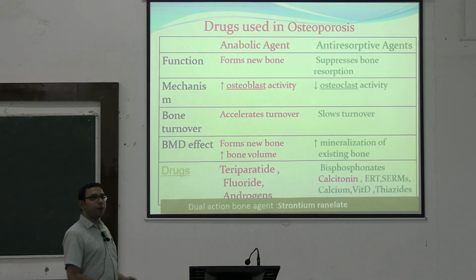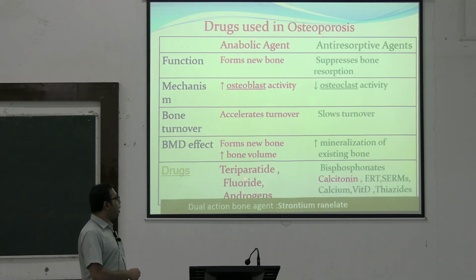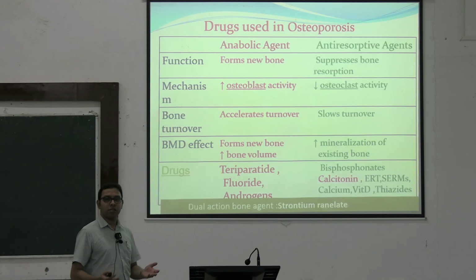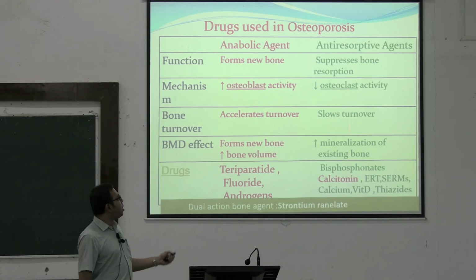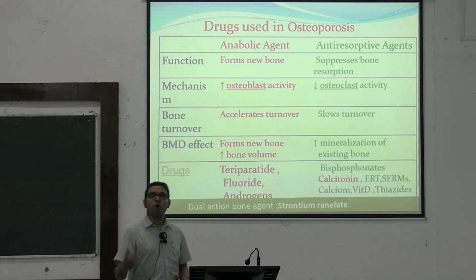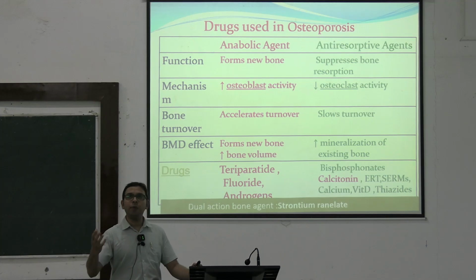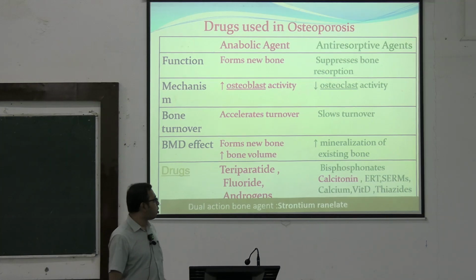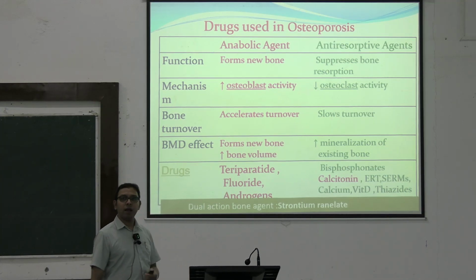These are the examples of the anabolic agents: teriparatide, fluoride and androgen hormones. And these are the examples of the anti-resorptive agents: bisphosphonate, calcitonin, estrogen replacement therapy, selective estrogen receptor modulator. We will discuss this in the female sex hormones chapter also. Calcium, vitamin D, thiazides, etc.